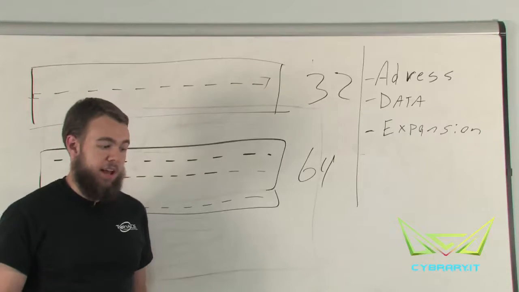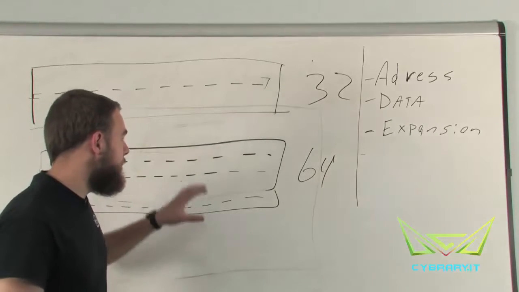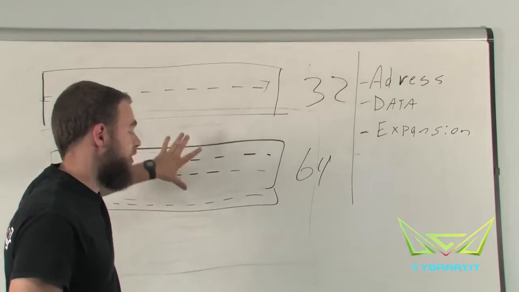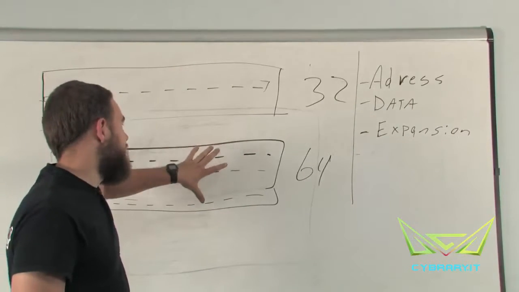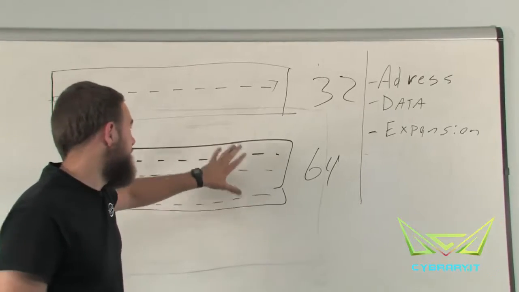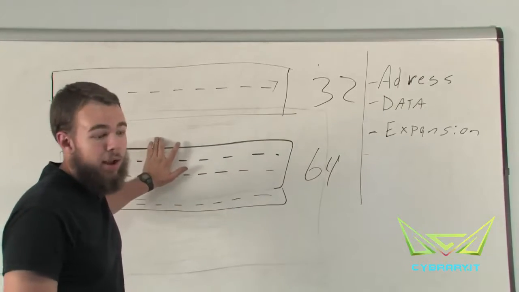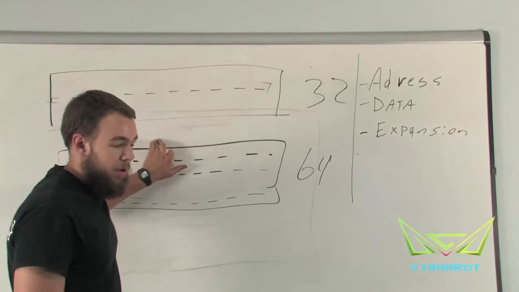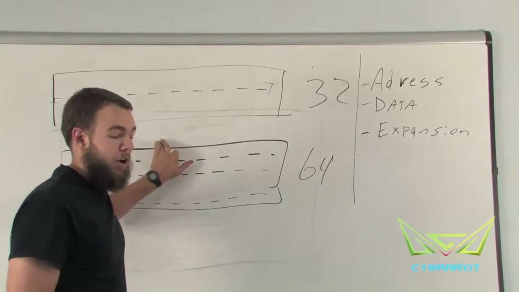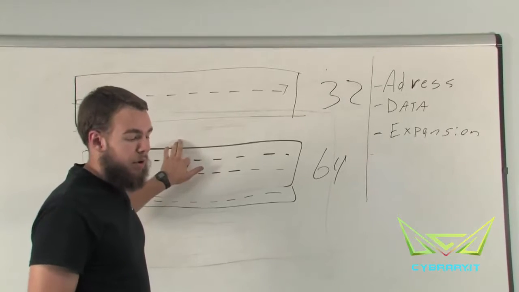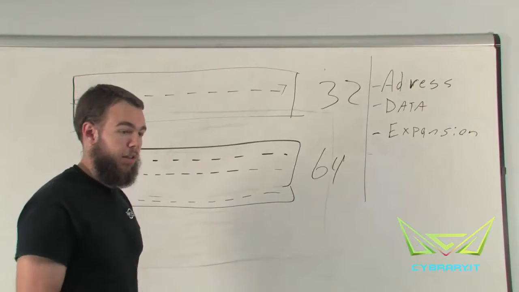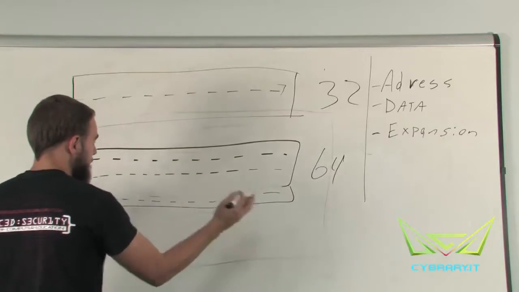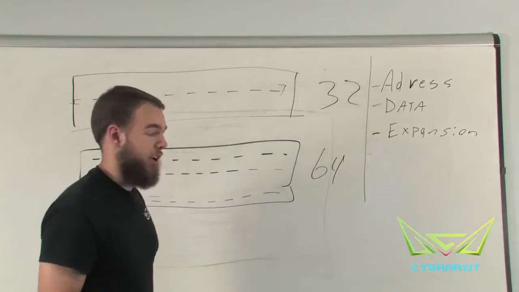Now, we talked about how our buses have width, which is the 32-bit versus the 64-bit, but they also have speed, and the speed is the posted limit on these highways. The speed of buses on computers is measured in megahertz, which is 1 million cycles per second. So that's however many cycles information can pass through per second on a computer.